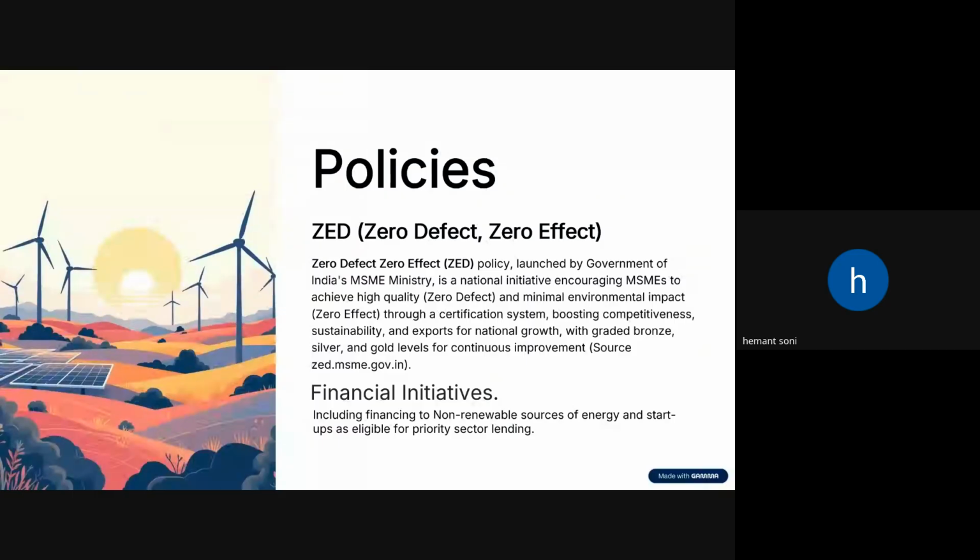Yeah. So one of the policies is this. So zero defect, zero effect policy launched by Government of India's MSME Ministry is a national initiative encouraging MSMEs to achieve high quality. That means zero defect and minimal environmental impact, zero effect, through a certification system boosting competitiveness, sustainability, and exports for national growth with graded bronze, silver, and gold levels for continuous improvement.